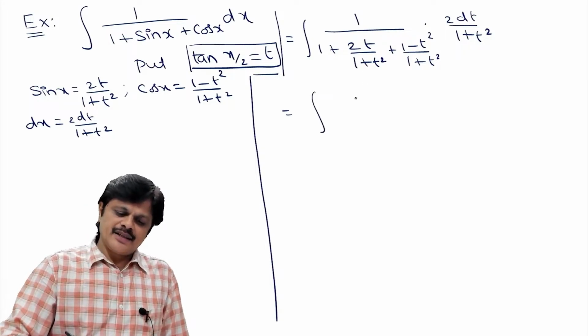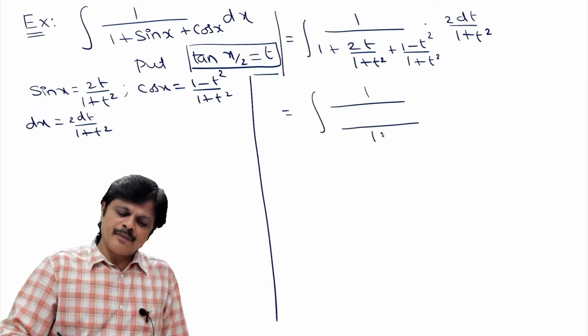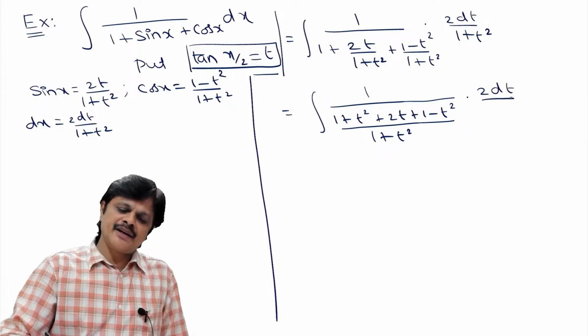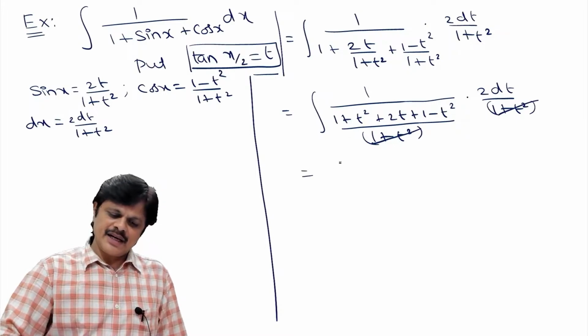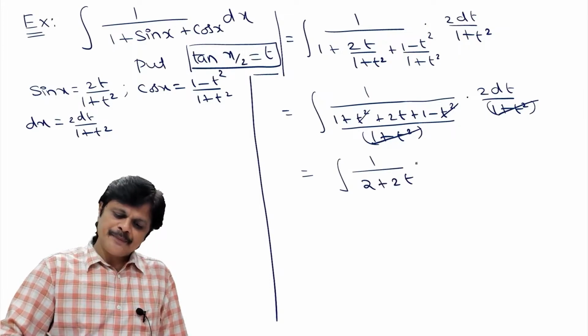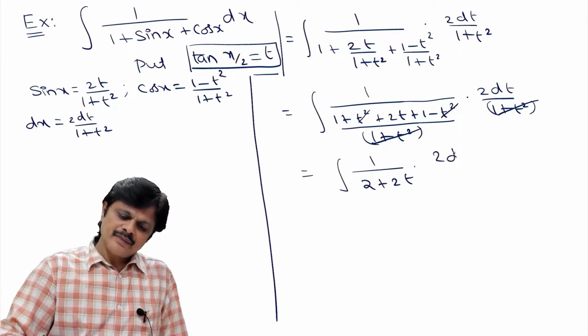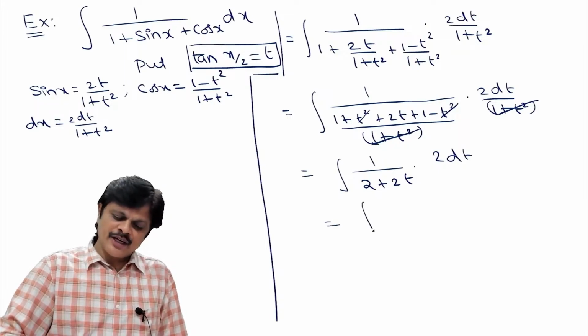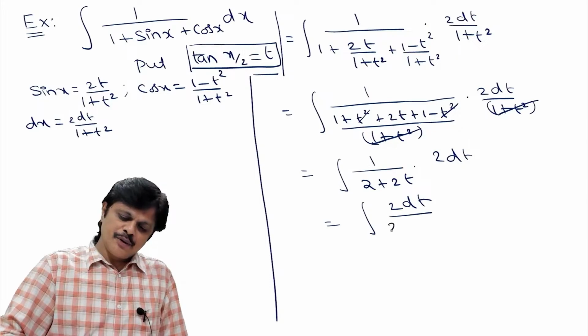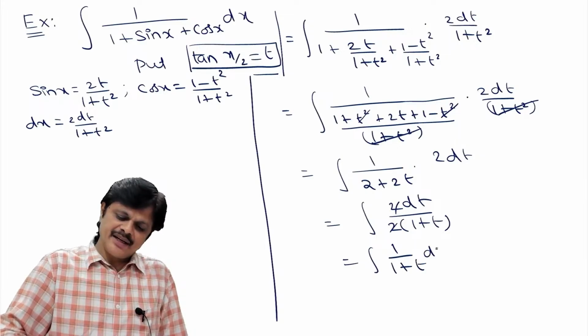So this can be written as, now you can write, see here denominator you can take 1 plus t square LCM, so that it becomes 1 plus t square 2t plus 1 minus t square, and this is 2 dt by 1 plus t square. So these two get cancelled, and now you simplify this. In this also t square minus t square get cancelled, you get 1 by 2 plus 2t 2 dt. So I can take 2 common in the numerator, in the denominator, so that it is 2 dt by 2 into 1 plus t, 2 cancel, and you get integral 1 by 1 plus t dt.